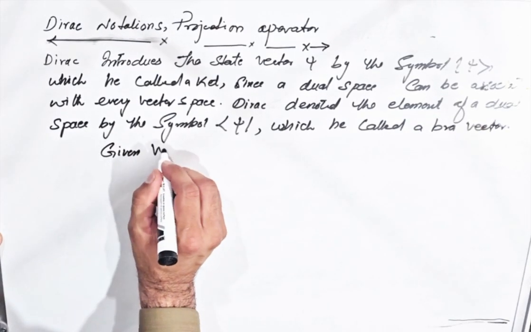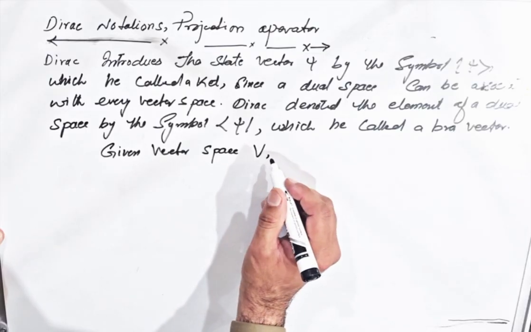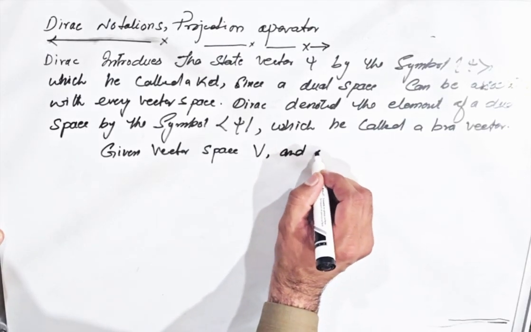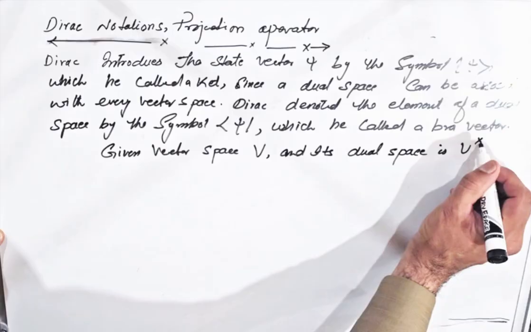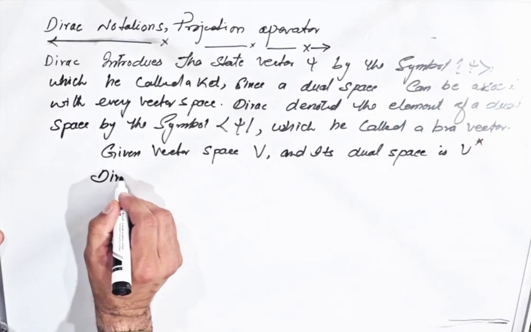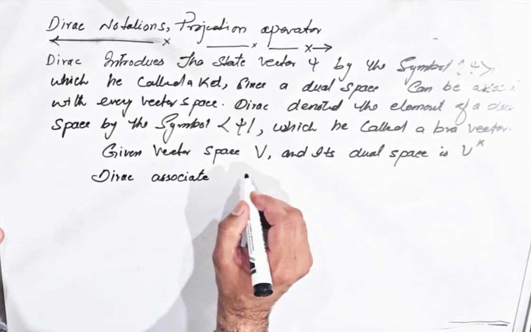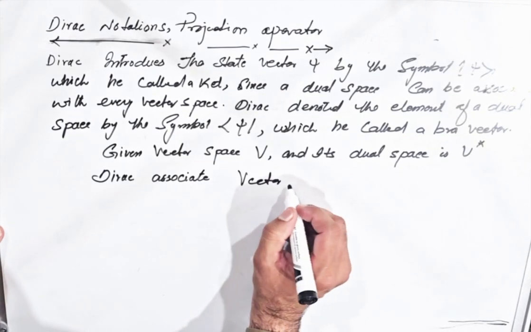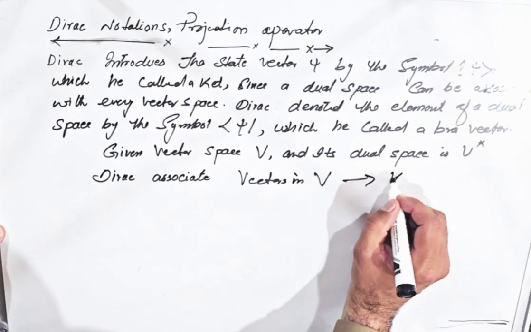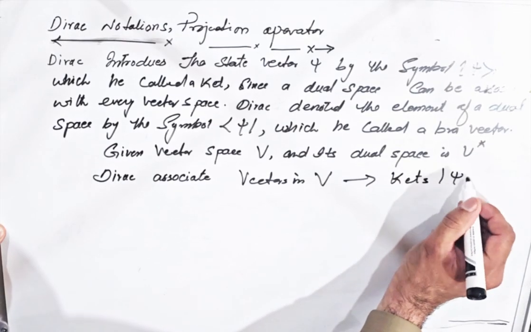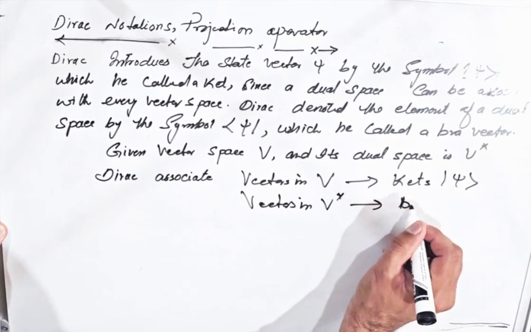Given vector space V and its dual space V prime or V star, Dirac associated vectors in V to kets and vectors in V prime to bras.